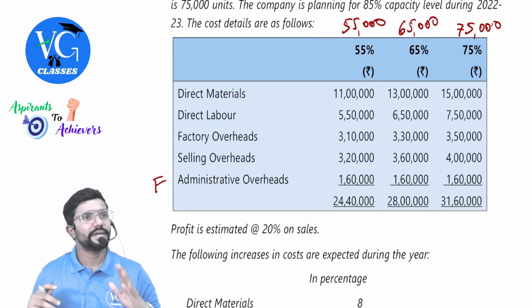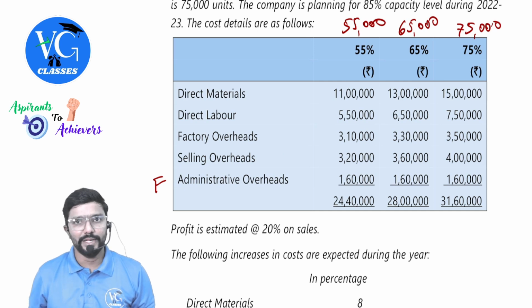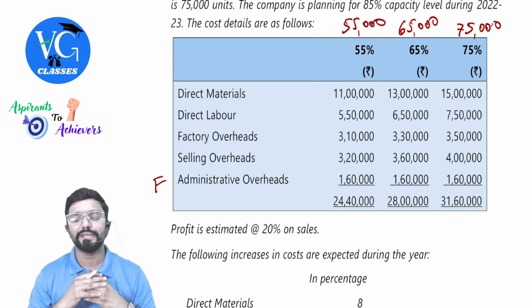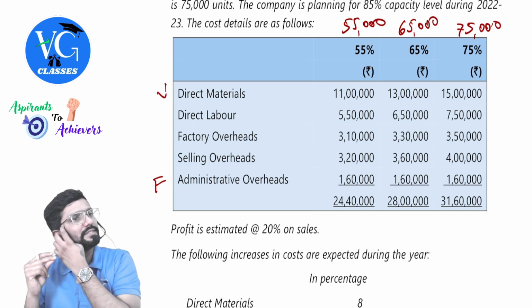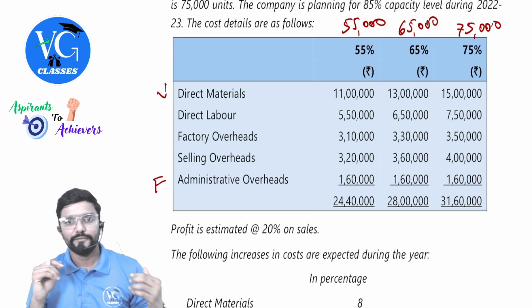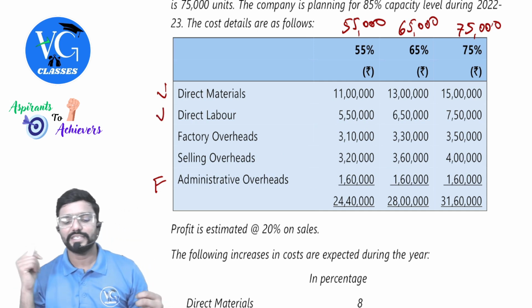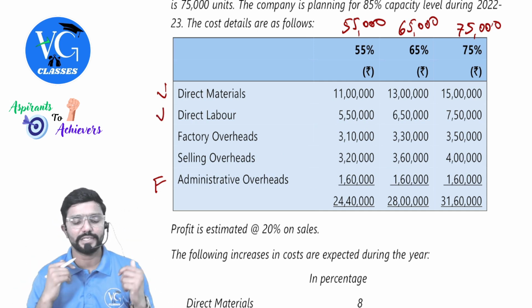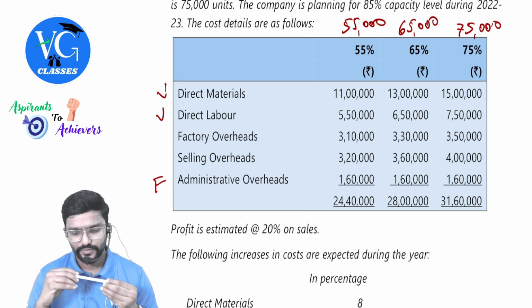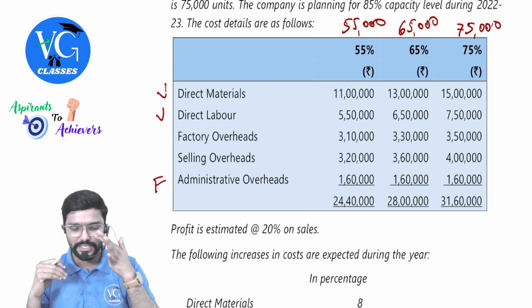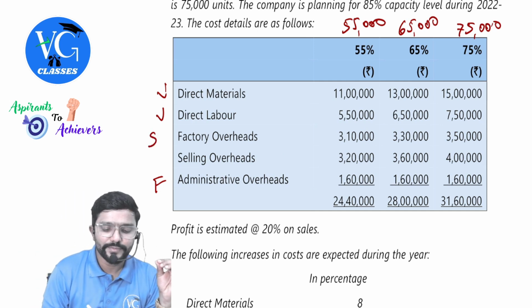Sir, how will I cross check? 11 lakh divided by 55, 20. 13 lakh divided by 65, 20. That means it is variable. Per unit is same means it is variable. Next, direct labor. 5 lakh 50 divided by 55,000. 6 lakh 50 divided by 65. You will get the same. Next, factory overhead. 3 lakh 10,000 divided by 55,000, 5.63. 3 lakh 30 divided by 65. Not same. That means semi-variable.